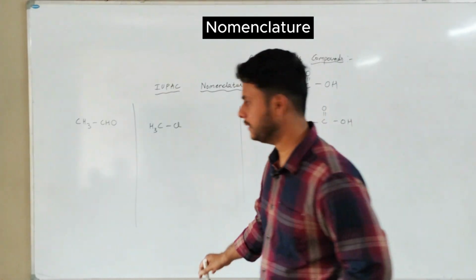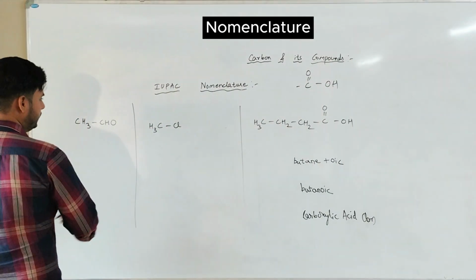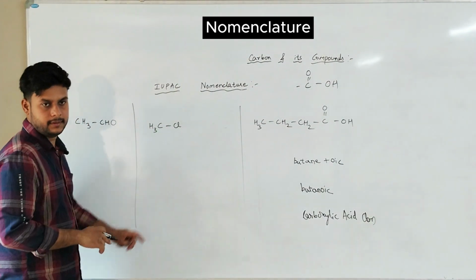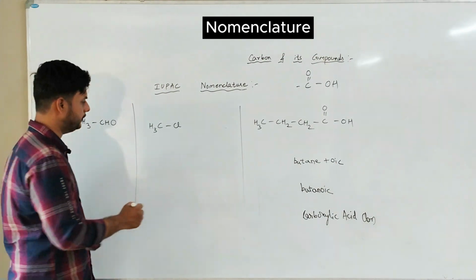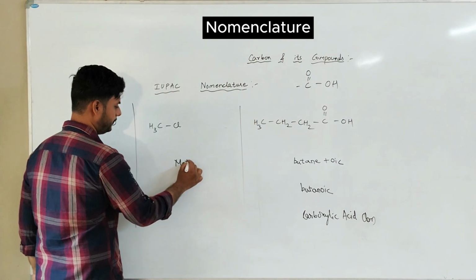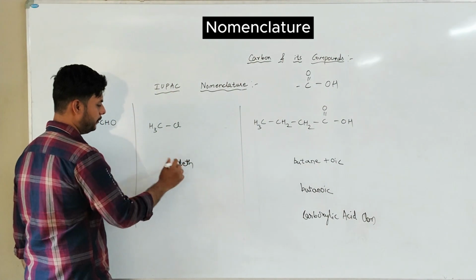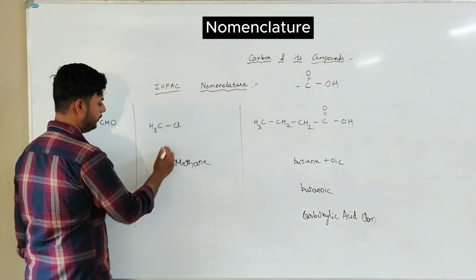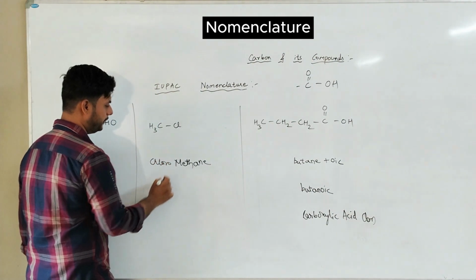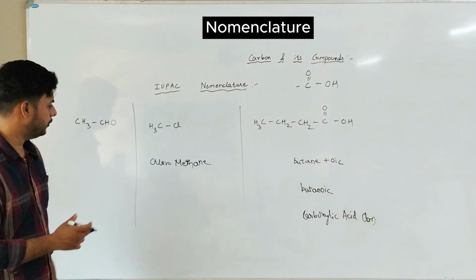Got it? Next, answer. Okay. So this is very easy. This we have done before also. First, only one carbon is there, not two carbons. One carbon, so it is meth. And the bond is a single bond, so it is methane. Next, I have a chloro in the beginning, one prefix. So the name is chloromethane.